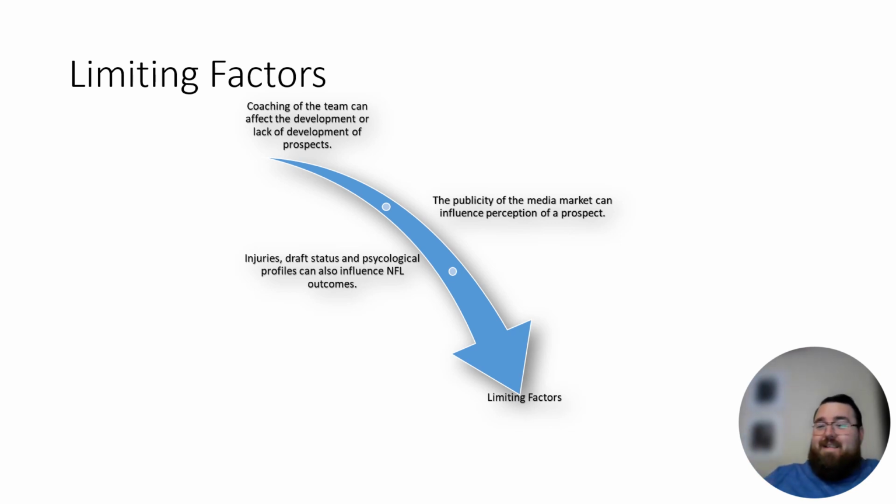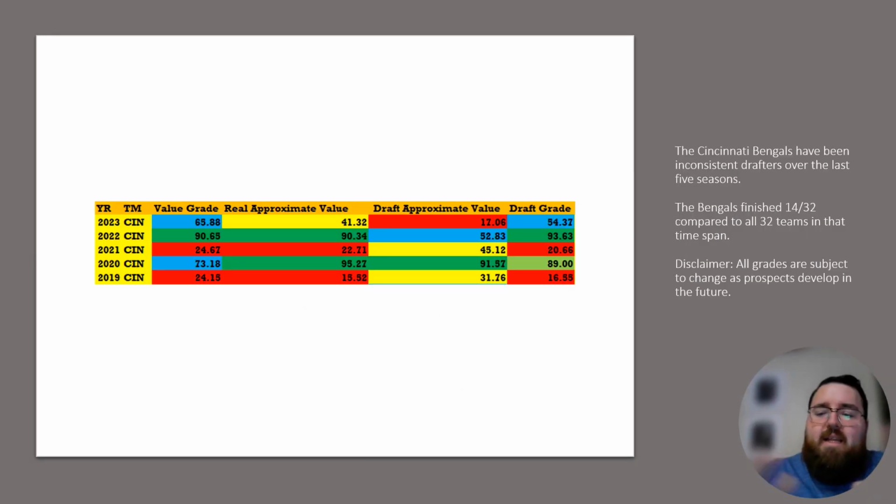I don't necessarily think that's Cincinnati's problem, but that is something that shows up on teams like the New York Jets, the Dallas Cowboys, the LA Rams. Teams that have a lot of national publicity typically fall victim to this with their prospects. And then, of course, you have things like injury, draft status, and psychological profiles, which are also things that can influence NFL outcomes, which the data may not be able to take into account. So, with all that stuff out of the way, let's get into how they drafted based on their overall data.